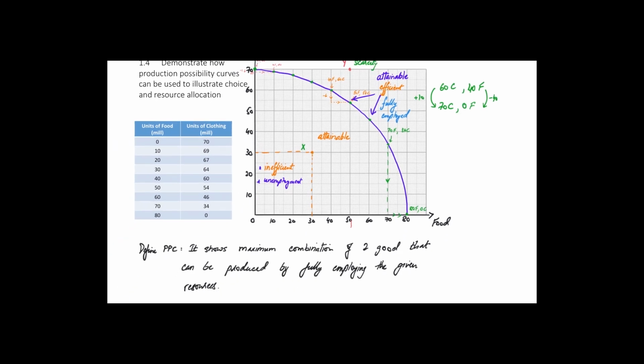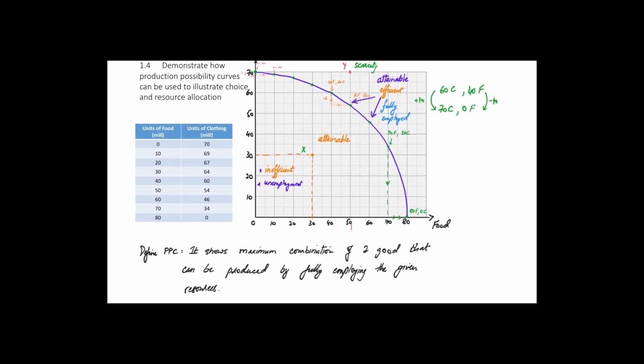Just the definition of PPC is this. PPC shows the maximum combination of two goods that can be produced by fully employing the given resources. This is my definition for the PPC line. But if I have to explain the PPC model, I have to speak about more things here.